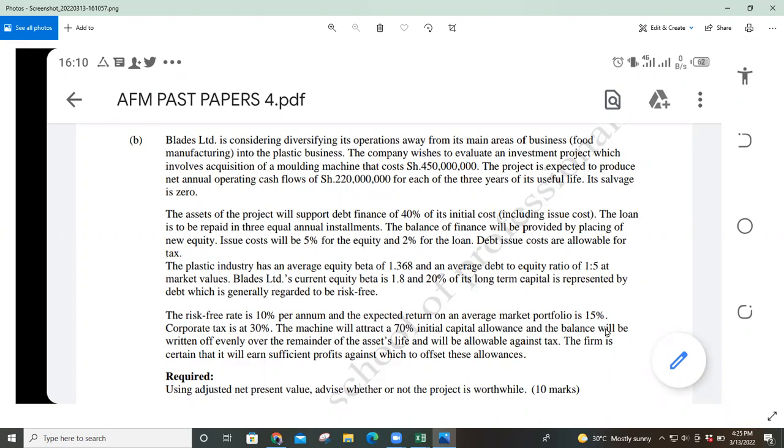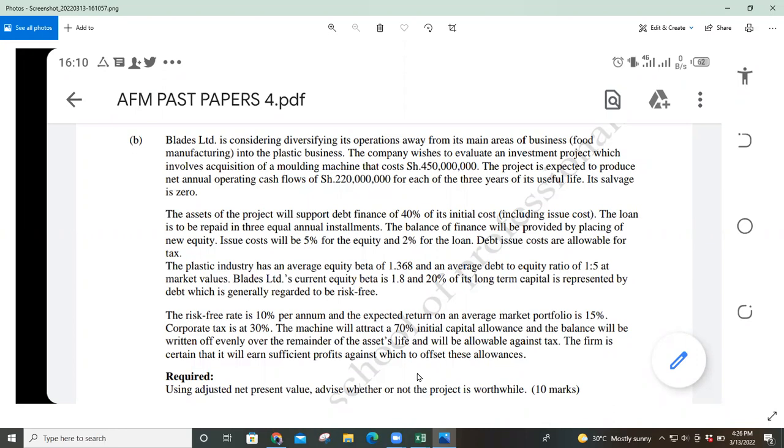Tax is 30%. The machine will attract 70% initial capital allowance, and the balance will be written off evenly over the remainder of the asset's life and will be allowable against tax. Those are just the depreciations. The firm is certain that it will earn sufficient profits against which to offset these allowances. Using adjusted NPV, advise whether or not the project is worthwhile.